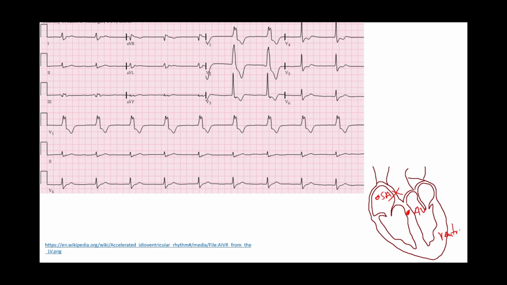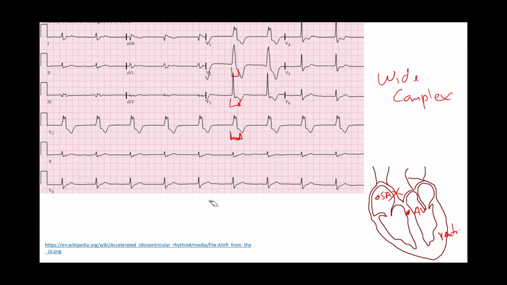We can really look at any of these leads, but I think the precordial leads give it away pretty well. For example, look at V1 here. These QRS complexes are definitely wide. They're wider than 3 little boxes, which is our cutoff for normal. You see the same thing in V2 and V3. And you would really see it in any of these leads if you look close enough. So we know that this is a wide complex.